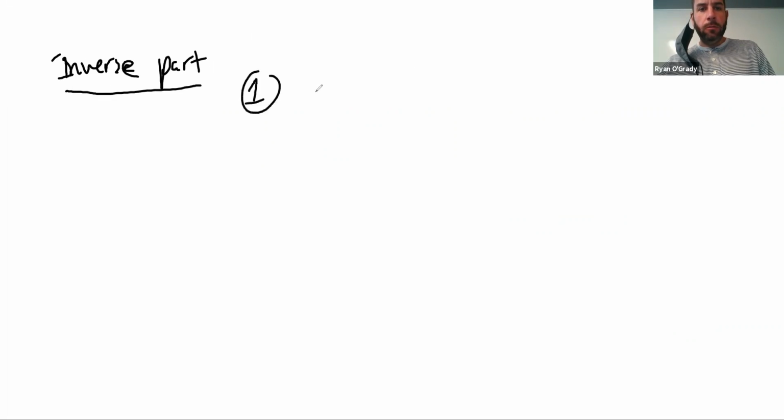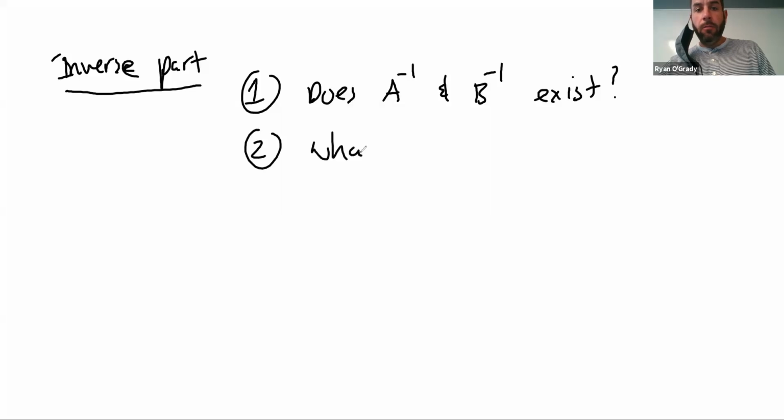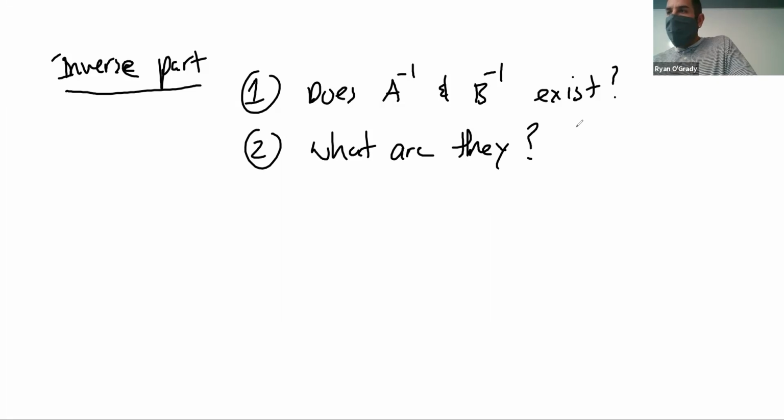Okay, so two questions. One, do A inverse and B inverse exist? That's the first question. How do you know? And two, what are they, if they exist? Do you understand the problem here? It's not enough to ask, is there an inverse? It's, if there is, how do we know there is one? And how do we find it?